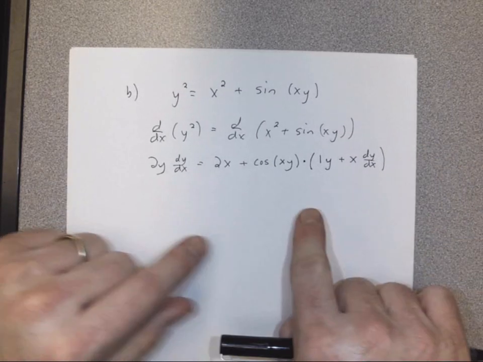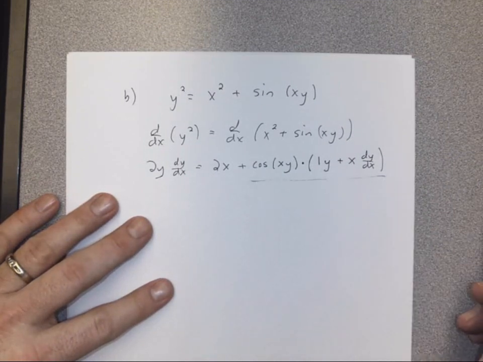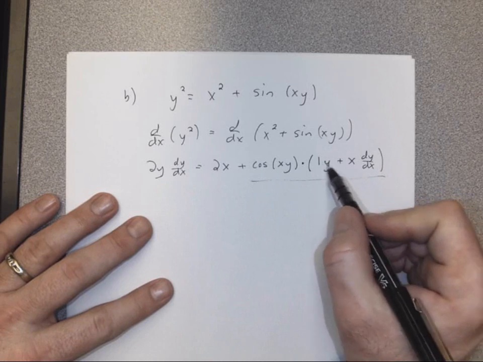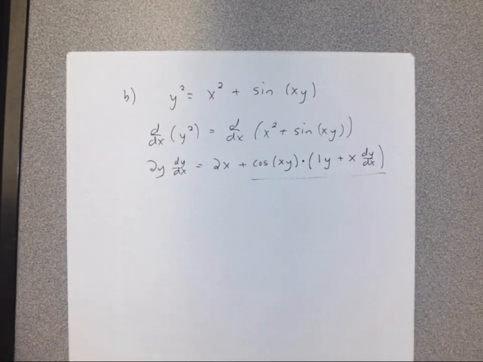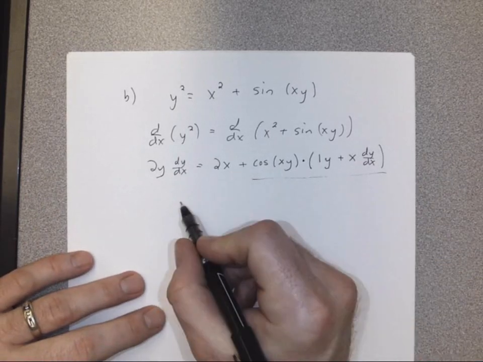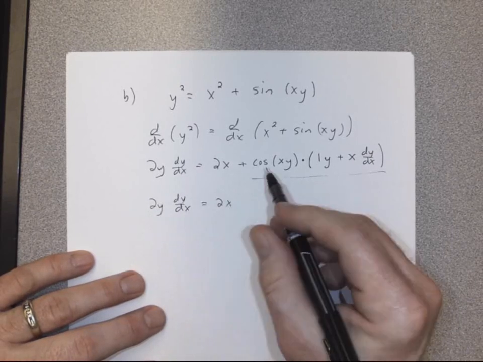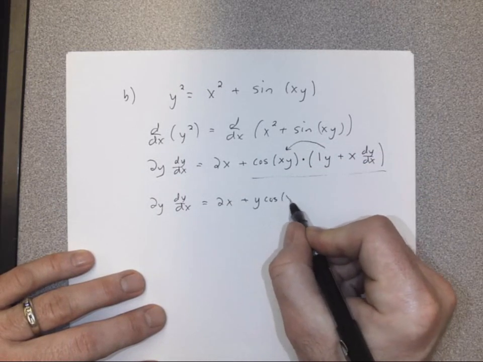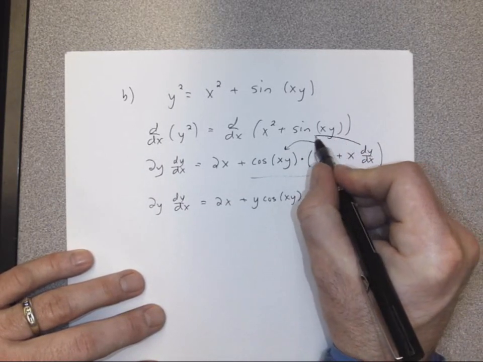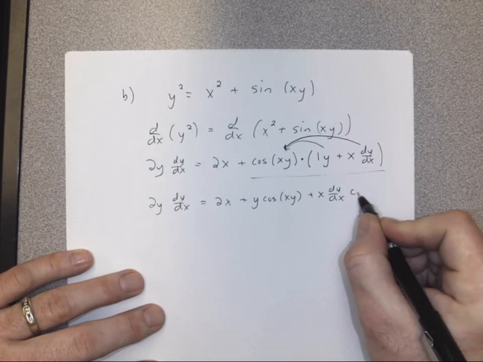Okay, now I have to get rid of the parentheses, so I'm going to have to multiply those two factors together, right? So these are just going to become the coefficients of the cosine, okay? I'm going to put them in front. I like the trig functions to go at the very end of a term, okay? So I'm going to have 2y dy/dx equals 2x plus, so when I multiply these together, I'm going to have y cosine of xy. And when I multiply this into this, I'm going to have x dy/dx cosine of xy.